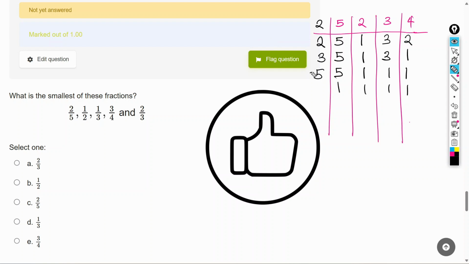So our LCM is 5 times 3, which is 15. 15 times 2, which is 30. 30 times 2, which is 60. So our LCM is 60.